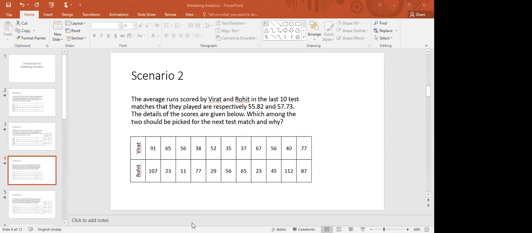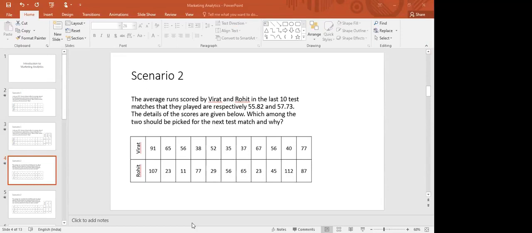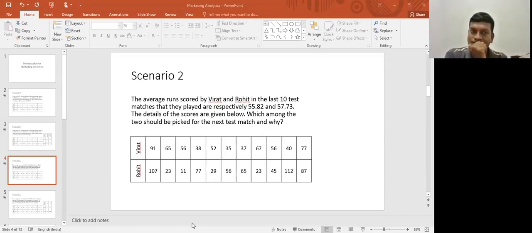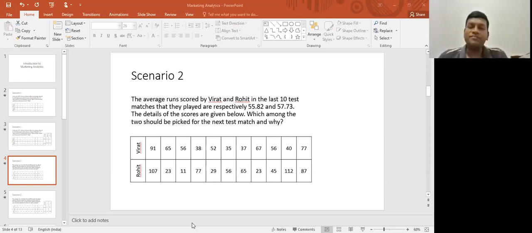Sir, I think Virat is more consistent. Mean is slightly lesser than Rohit. Median is the same. But if we see, the mode is 56, the variance is a little higher than 1/4, but the standard deviation is roughly half of Rohit. Okay, Virat has standard deviation roughly half of Rohit.